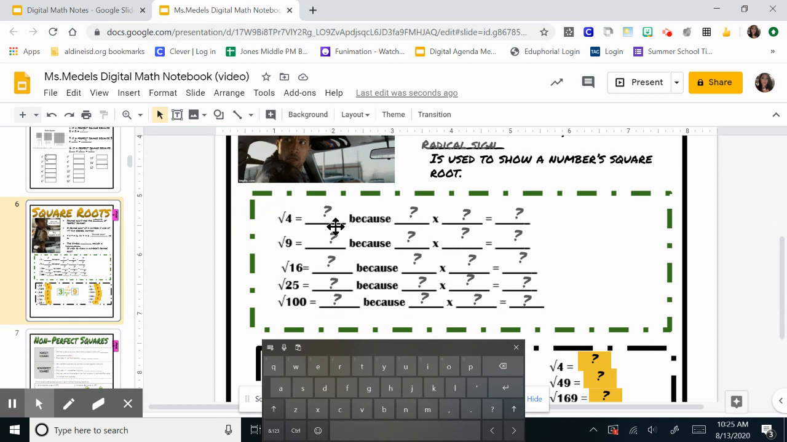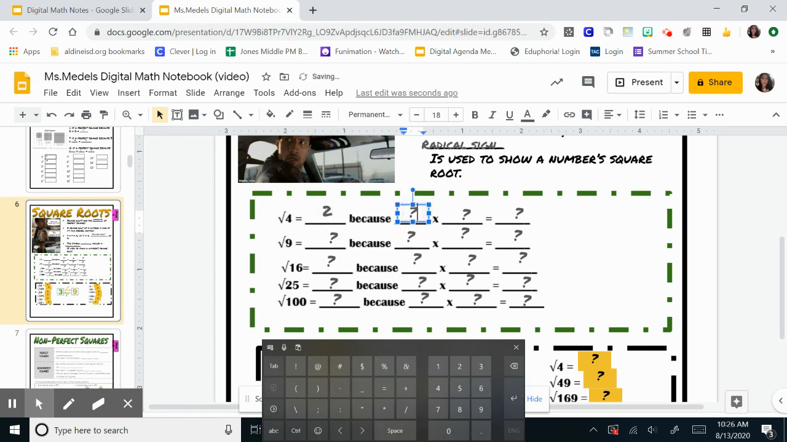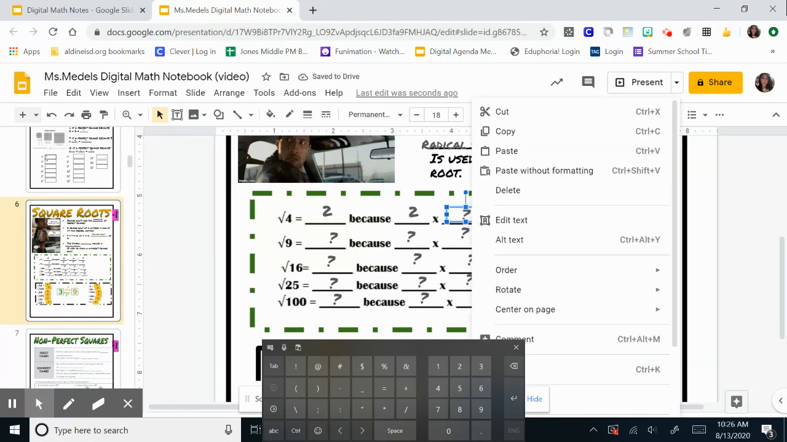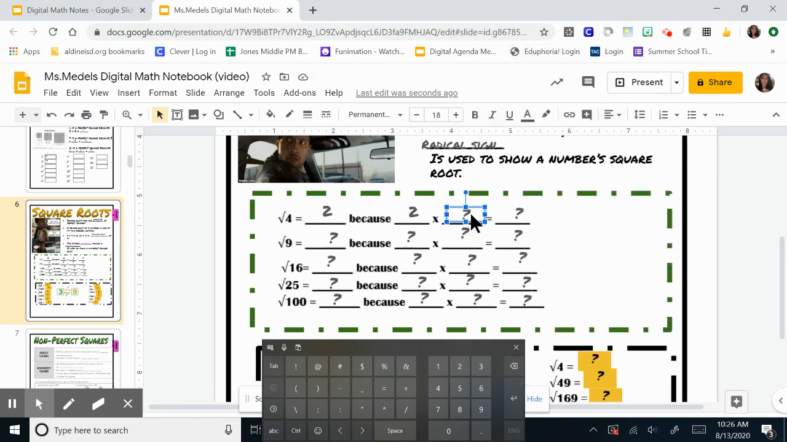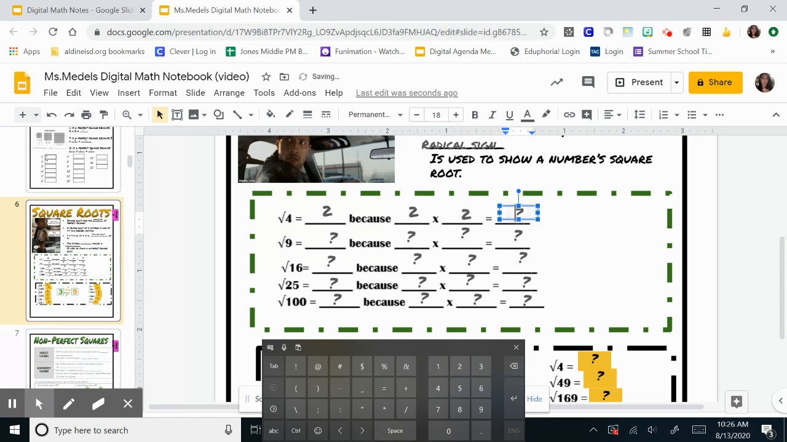So here are some examples that we're going to work together. The square root of 4, okay? When you're talking about taking the square root of something, I want you to think, okay, what number times itself gives me 4? So the answer to that would be 2, because 2 times 2 equals 4.